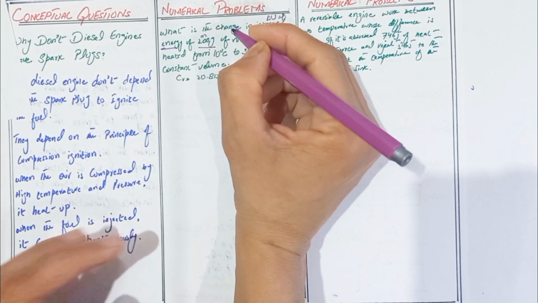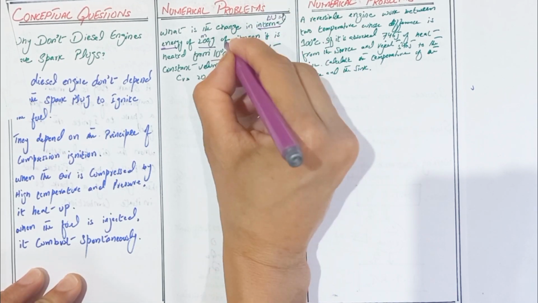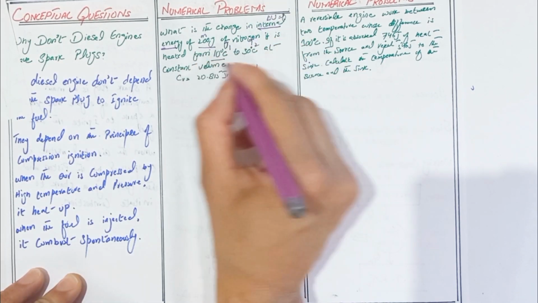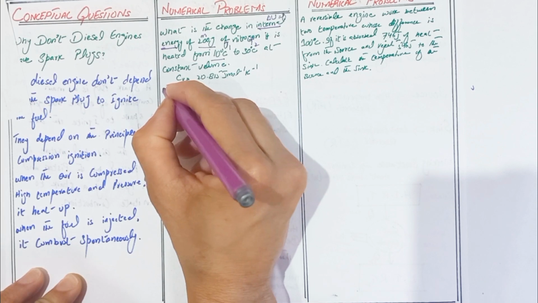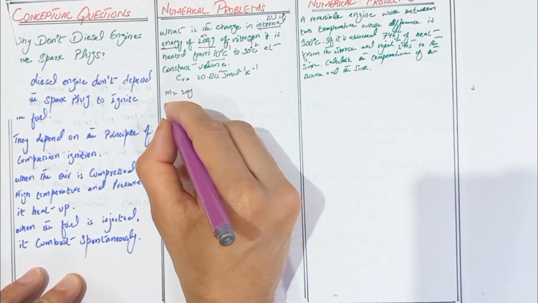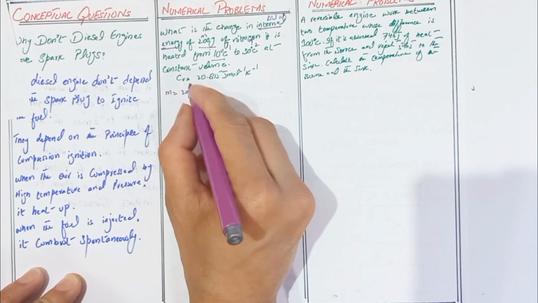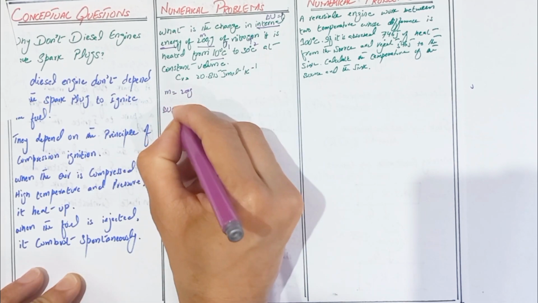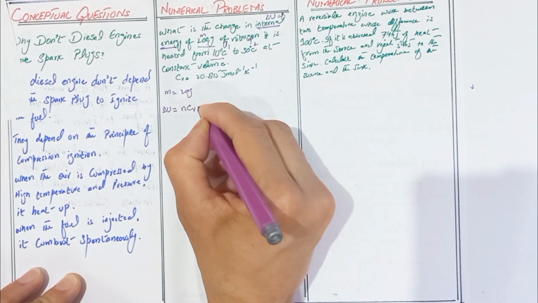Nitrogen of mass 200 gram is heated from temperature T1 to T2 at constant volume. Here the mass of the nitrogen is given as 200 gram. We want to calculate the change in internal energy. The formula for change in internal energy is n CV delta T.